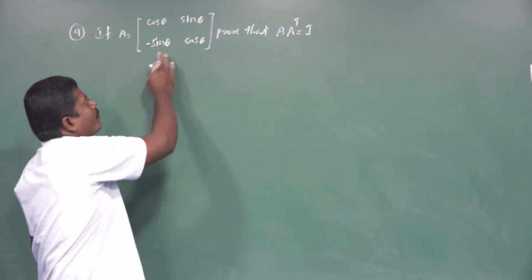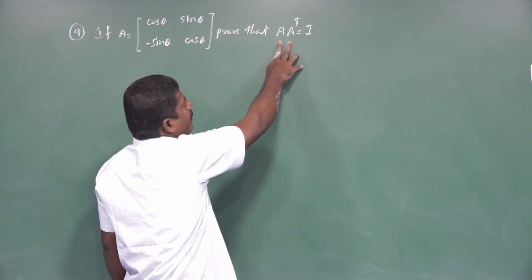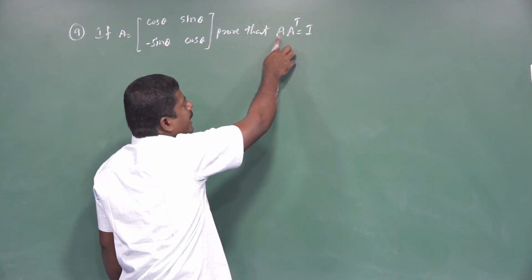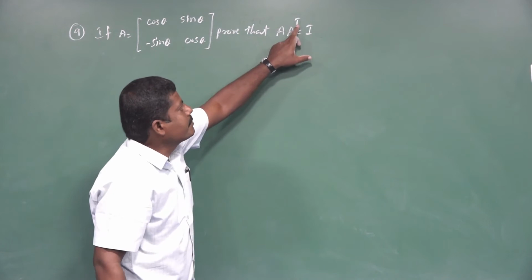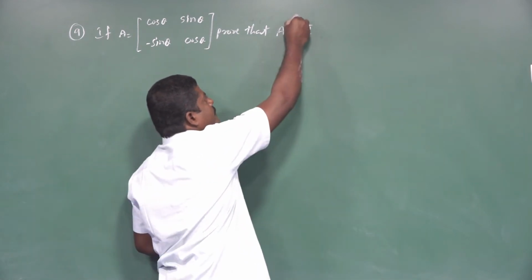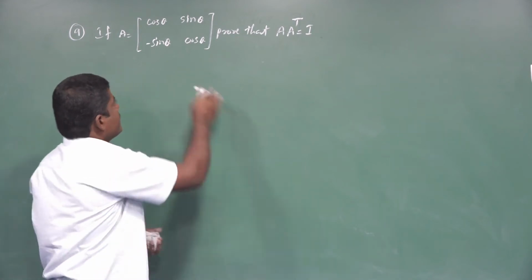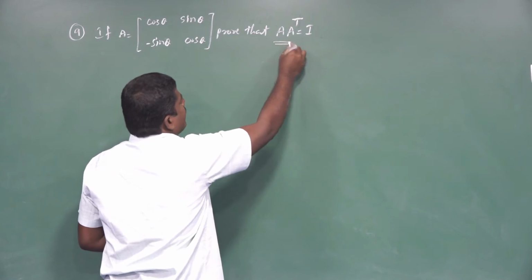Next we'll take question number 9. If A is equal to a 2 by 2 matrix given, using the 2 by 2 matrix you want to prove A multiplied by A transpose is equal to I. This is the transpose, T. A matrix is given already. So now you take the left side. Already A is there.